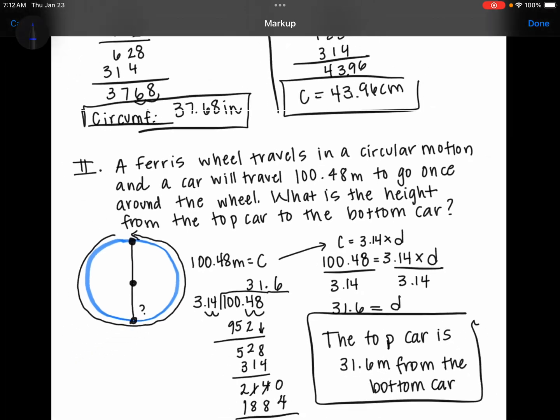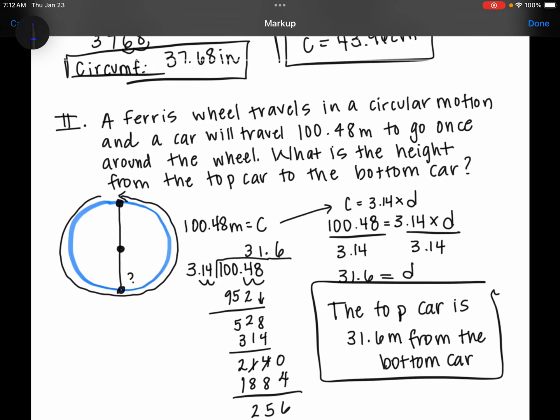Now, the important part that we focus in on is solving backwards. It says the Ferris wheel travels in a circular motion, and you have the little carts that sit on the Ferris wheel. It says the car will travel 100.48 meters to go around the wheel. So when we talk about going around the wheel here, that's the circumference. So this number they're giving you represents the circumference because it's going around the wheel. They're asking what is the height from the top of the car to the bottom car. The top car would be here, the bottom car will be here. So what is this? Well, they're asking for the diameter.